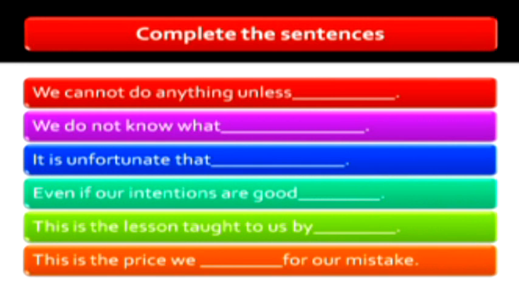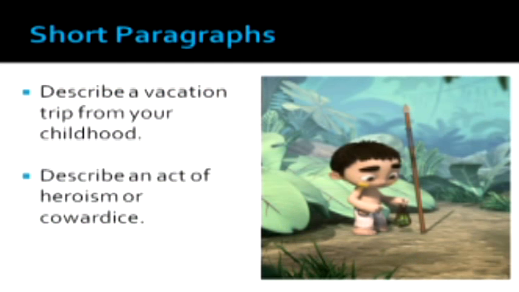Now next topic is we have to complete these sentences. How to complete? If you have understood so far whatever you have learned, it's easier for you to complete the sentences. We cannot do anything unless we work hard. We do not know what is being taught to us. It is unfortunate that we are not able to understand anything. Like that, all these sentences you can complete.